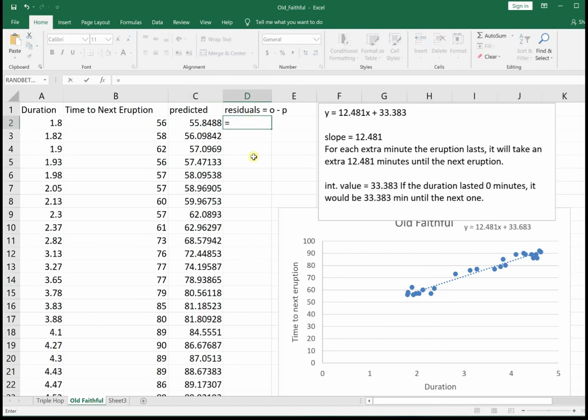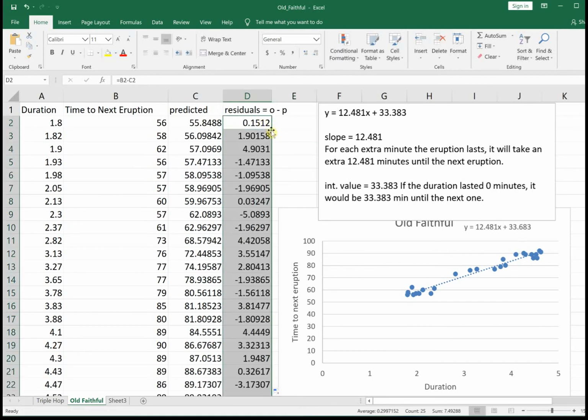And then to get our residuals, we take our original data point minus the prediction. And we can see that even though we had an underestimate, our residual is positive. Again, it's always opposite from, in my mind, what I think it should be. And then we can double click on the plus sign or click and drag down to fill in the rest.